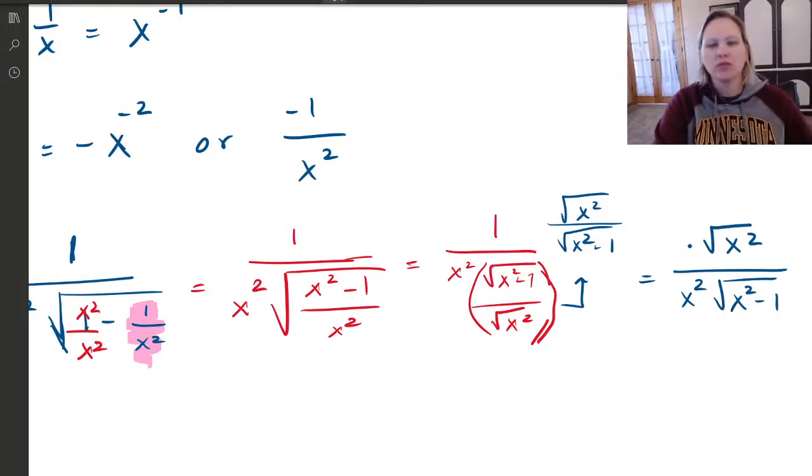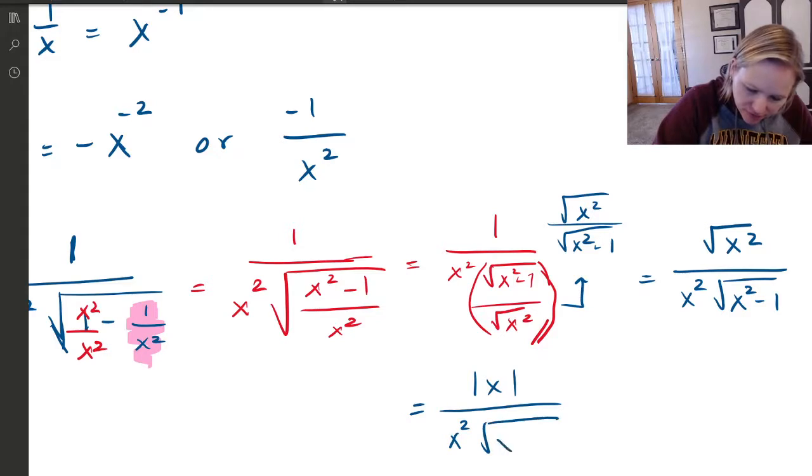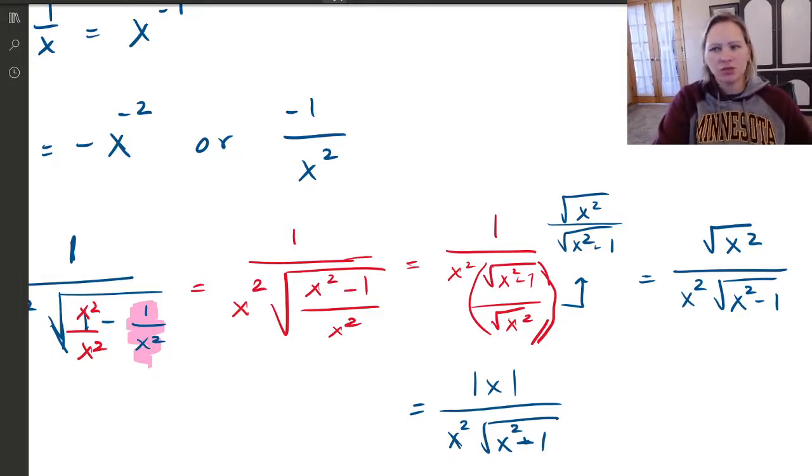Whew, we're almost there. So now I need to consider the square root of x squared. Now remember, the square root of x squared is just the absolute value of x. So that's a rule that we have to live by. We can't just say that it's x. So anytime I do the square root of x squared, I should probably just leave it alone. I'm not going to do anything else with it, because here's the deal. I can't cancel it with this x squared because it's trapped in the absolute value bars. I don't know if x is negative or positive.